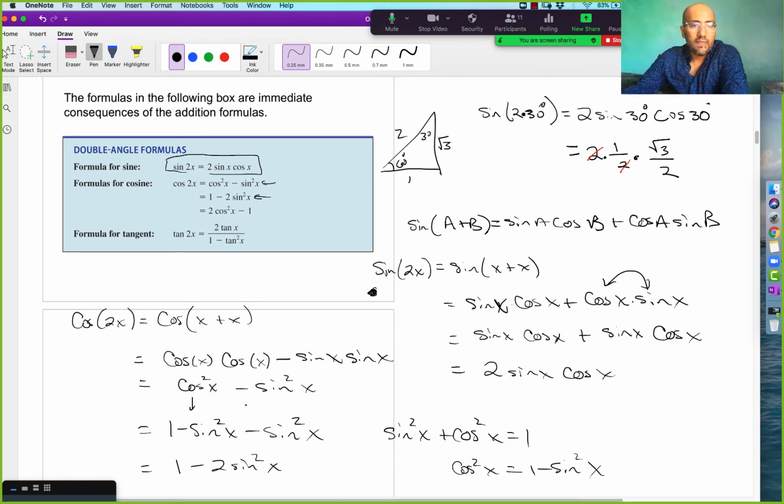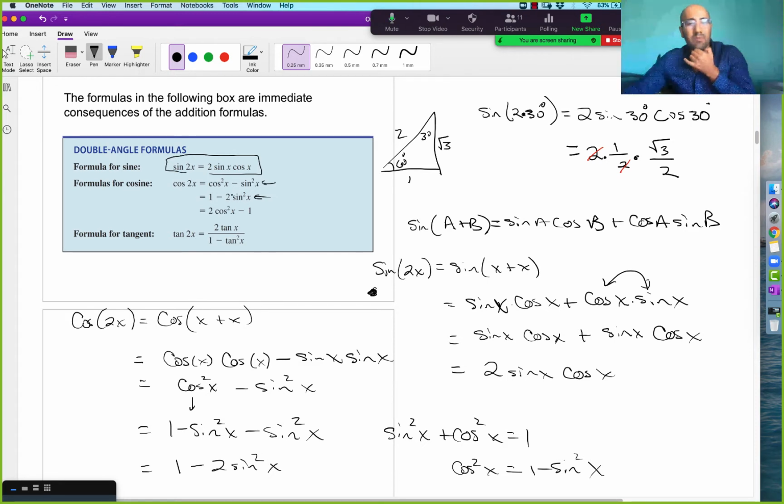And then if instead, at this stage, you solve for sine squared x, you'll get to the other form over here. Similar for tangent, you can do sine over cosine, so sine 2x over cosine 2x, and then you can apply these formulas and you can get to that one. Okay? So that's how they come. They shouldn't be too mysterious. They're not that difficult to get.